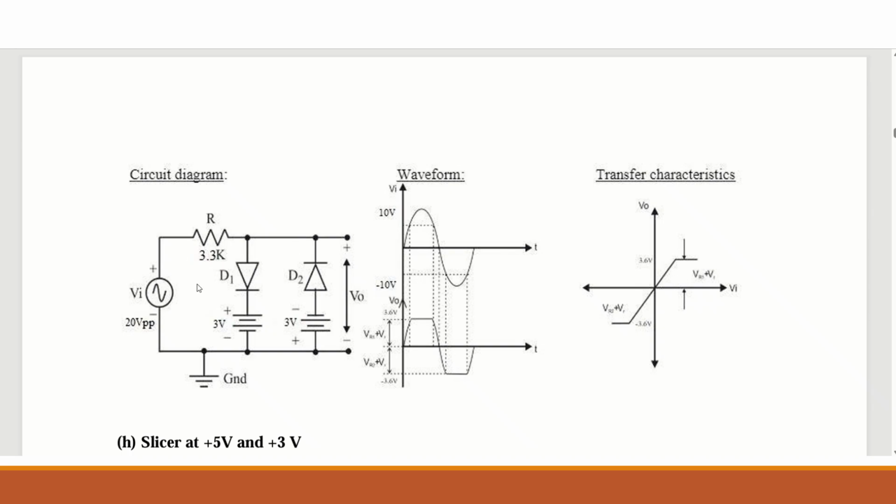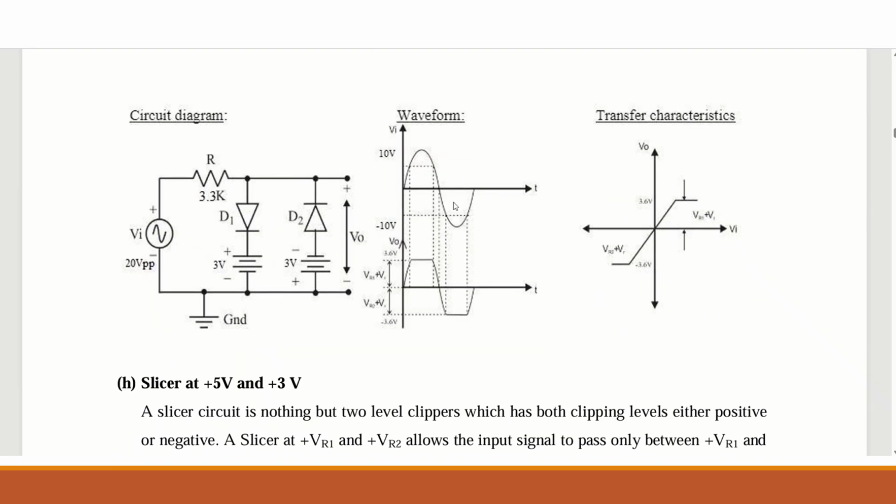And during the negative half cycle, what will happen? The reverse action takes place. That is, diode D1 is reverse biased and D2 is forward biased. So the first part will act as an open circuit and the second part will act as a closed circuit. So the effective voltage at the output becomes minus 0.6 minus 3, that is minus 3.6 volt.